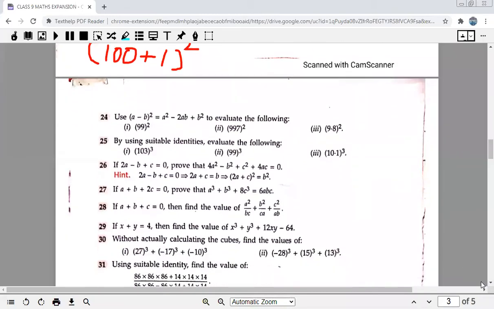Now we are going to do question number 26. Question number 26, you can see, here it is given 2a minus b plus c equals 0. And you have to prove 4a square minus b square plus c square plus 4ac equals 0. This you have to prove. How will you do it? You can see here.